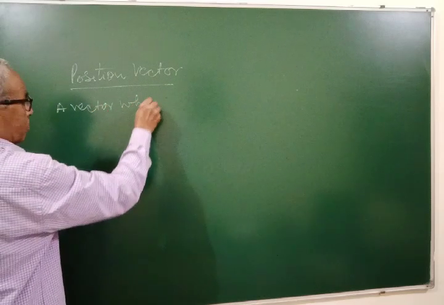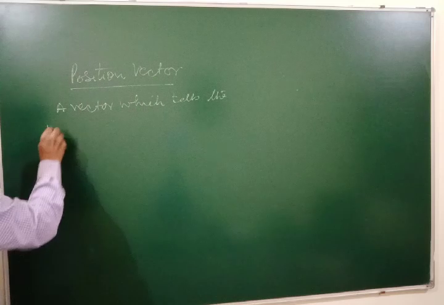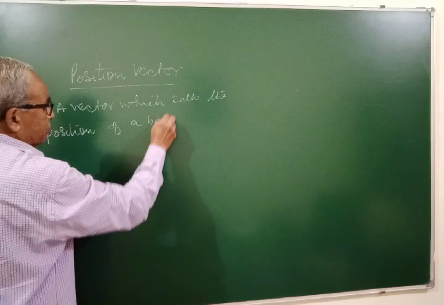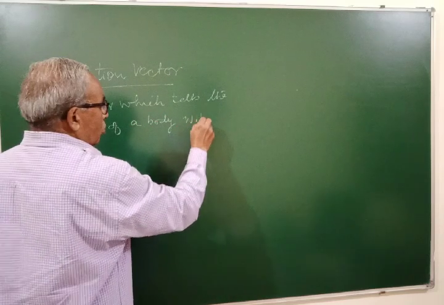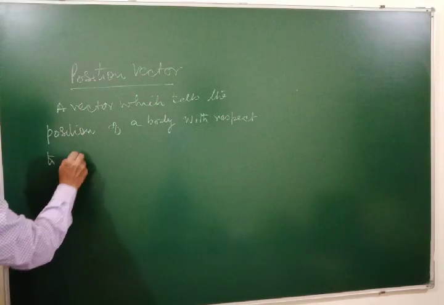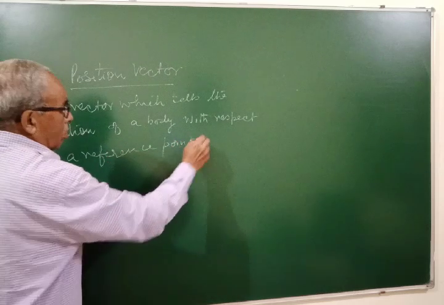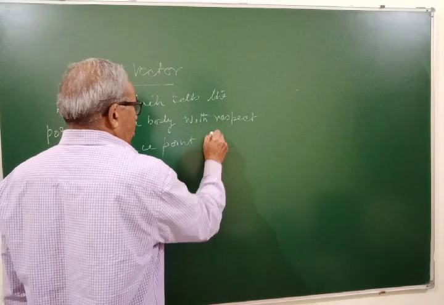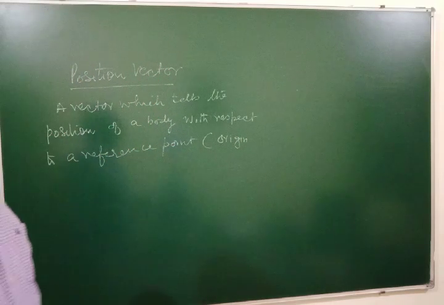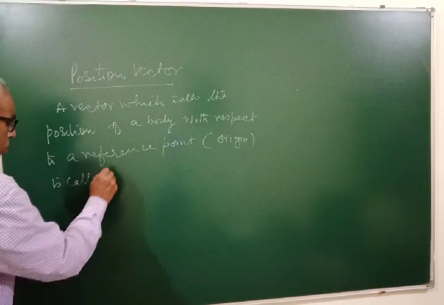A vector which tells the position of a body with respect to a reference point called origin. In our Cartesian system, XY graph, when we take this origin, it is called position vector.